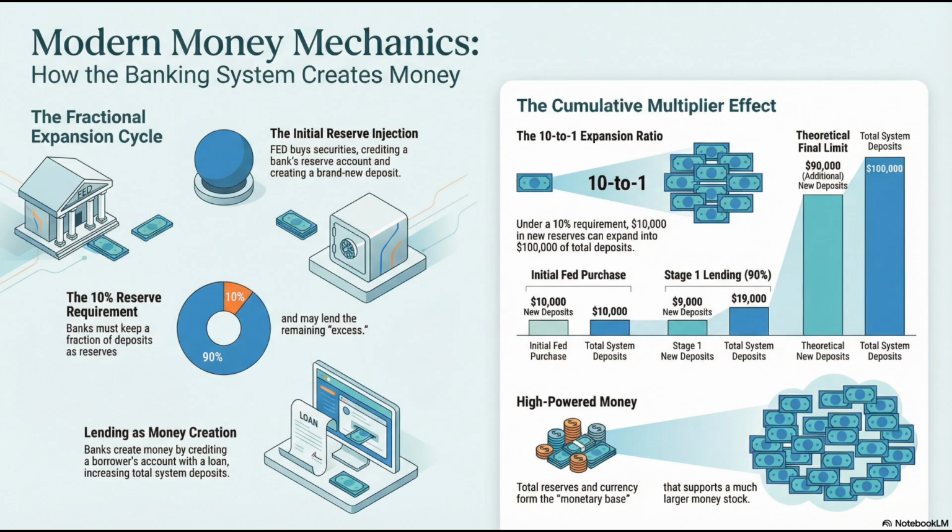And what do you think they do with it? They lend it right back out. Boom. They find another borrower, type the numbers into a computer, and another $8,100 of new money enters the economy. And then that money gets spent, deposited into Bank C. Bank C keeps 10%, lends out the rest. Over and over and over, it cascades down through the entire commercial banking system. It's a geometric progression, and what I love is that the workbook actually does the math for the theoretical limit of this cascade.